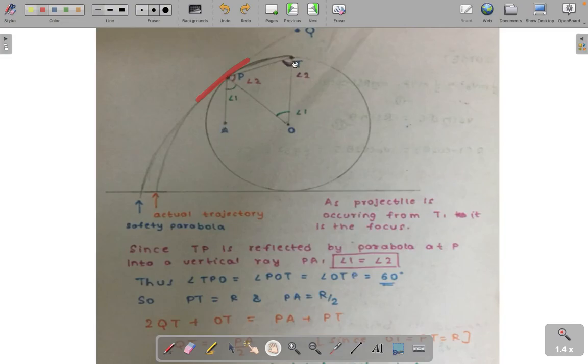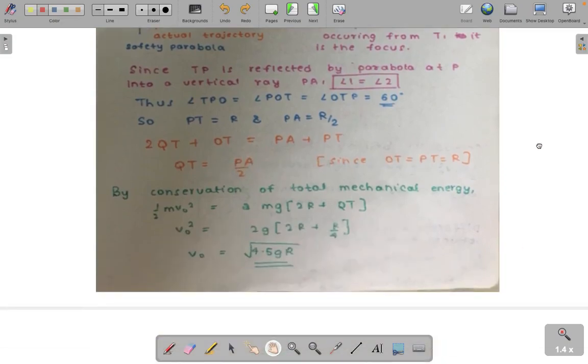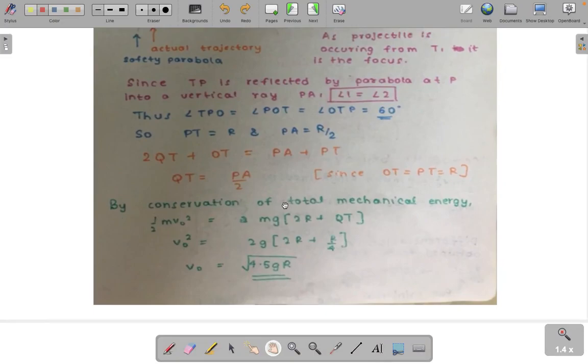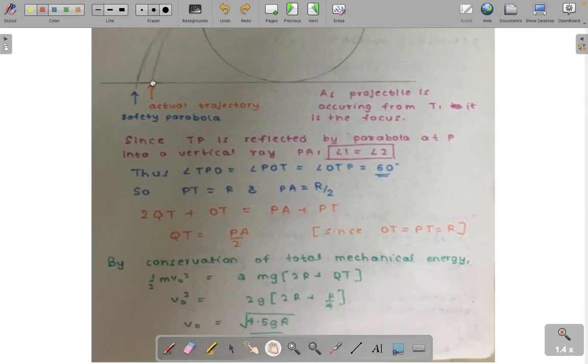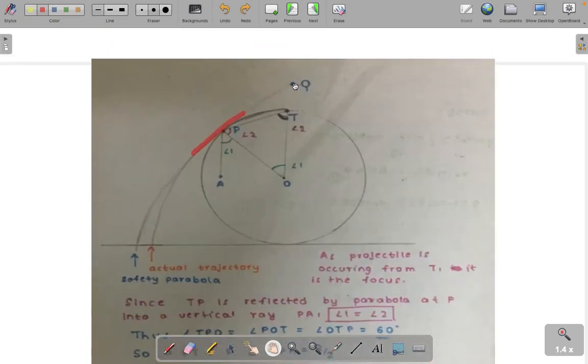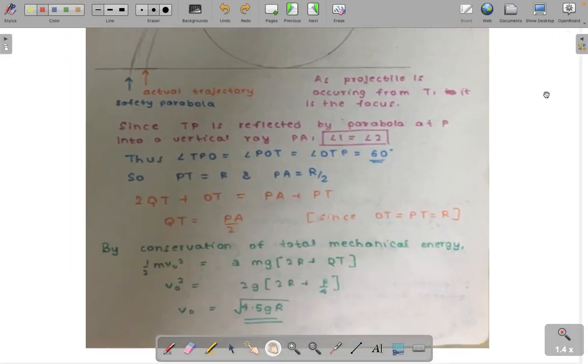So PA plus PT. Since PT is also R and TO is also R, these would be cancelled and QT would be R by 2. And we know that PA is R by 2. So further proceeding, now we are again reversing the question into the original question, where we are taking the projectile from the ground point and finally reaching QT, which should be the end of this safety parabola. Because just by altering the safety parabola into the actual trajectory, we would get the same result.